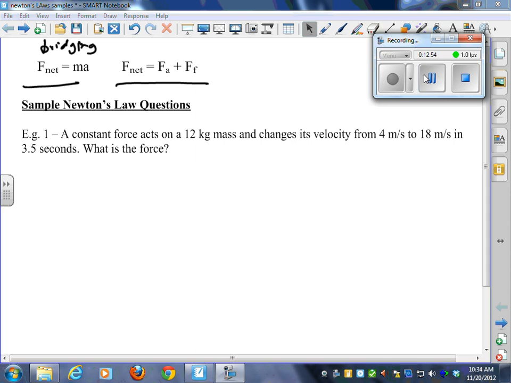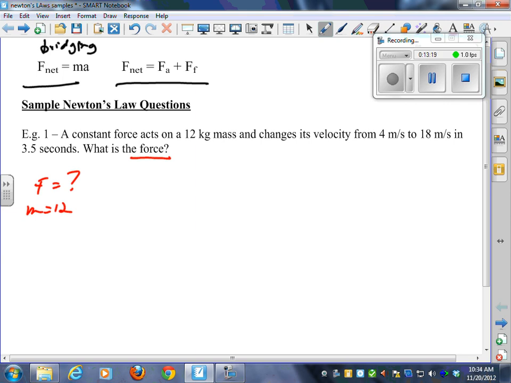Okay, so you've got the question here. Let's have a look at the solution. A constant force acts on a 12 kilogram mass and changes its velocity from 4 to 18 in 3.5 seconds. What is the force? I'm solving for F. I don't know my F. I do know my mass. It's 12. It changes its velocity from 4 to 18.